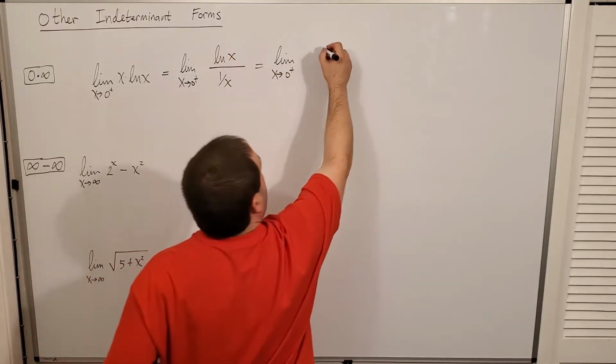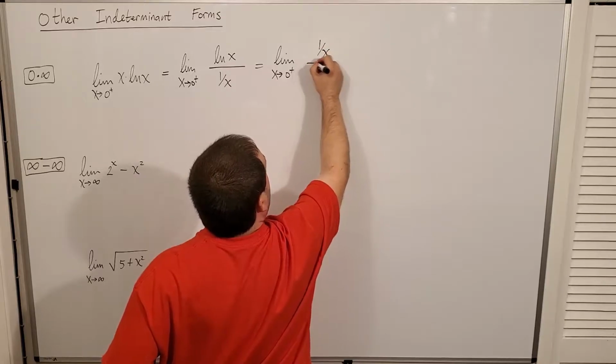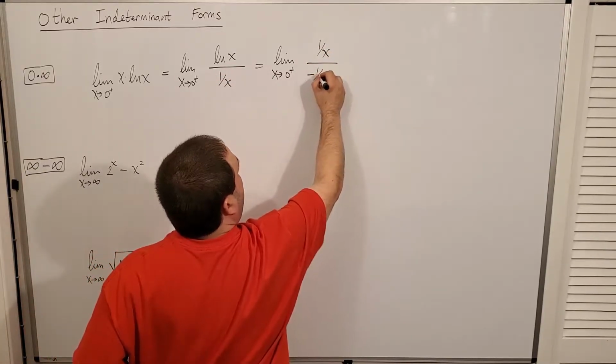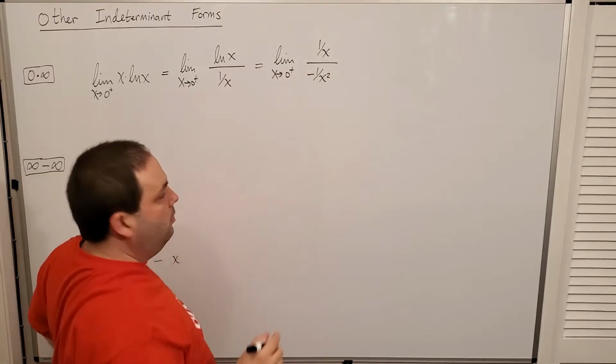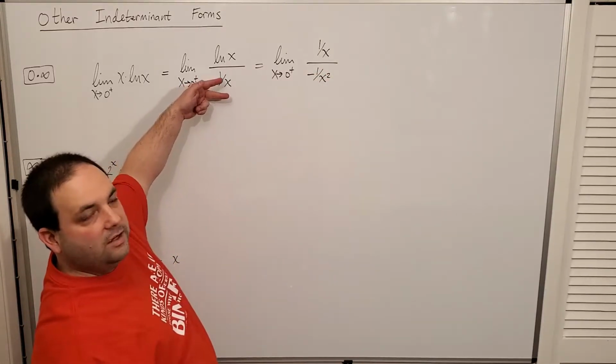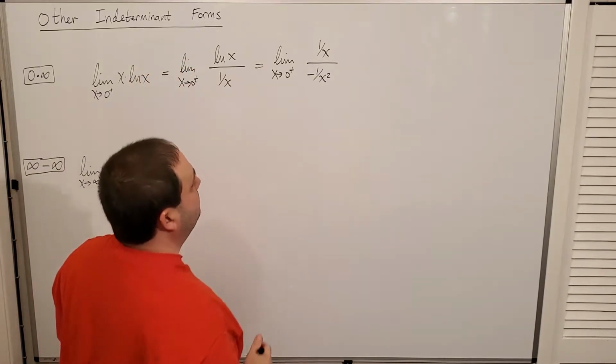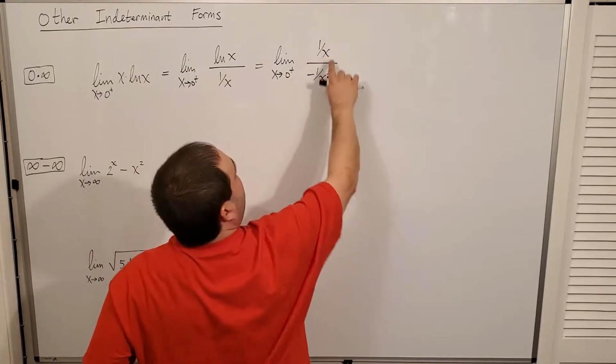Derivative of ln x is 1 over x. Derivative of 1 over x is negative 1 over x squared. You can do that one with the power rule, right? That's x to the negative 1. Drop the negative 1 and get a negative 2 power. Now I can simplify this.